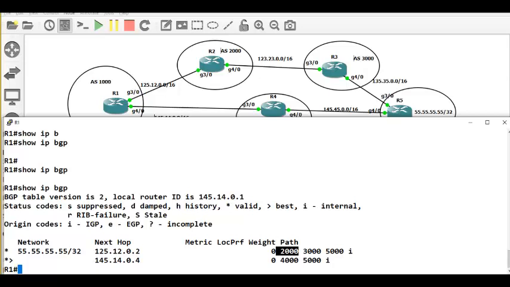I need to go via 2000 if I want to reach this network using this gateway address. If I use this gateway address, I need to send the traffic to this. So it shows not only the next hop, it also shows the AS path. You see 3 hops. Packet should go to 2000, 2000 will send to 3000, 3000 will send to 5000 if you go via this gateway. But if you go via this gateway, there is only 2 hops, 4000 and 5000.